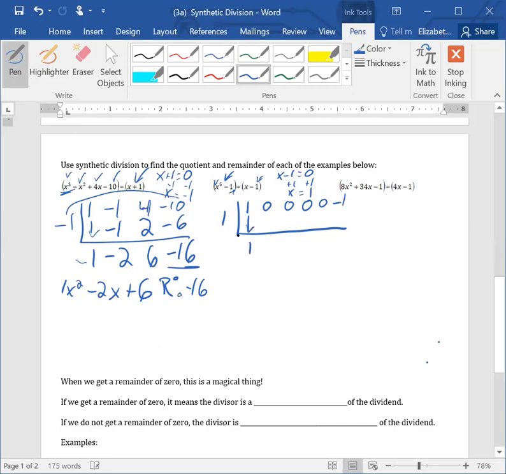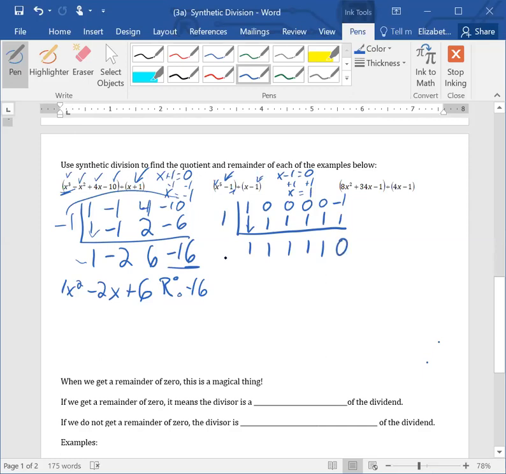My very first step, 1 times 1 is 1. 0 plus 1 is 1. 1 times 1 is 1. Okay, so you see where we're going here. 0 plus 1 is 1. 1 times 1 is 1. 0, yeah, 1. 1 times 1 is 1. This is 1. 1. All right. Yeah, lots of ones. 1 times 1 is 1. And negative 1 plus 1 is 0.